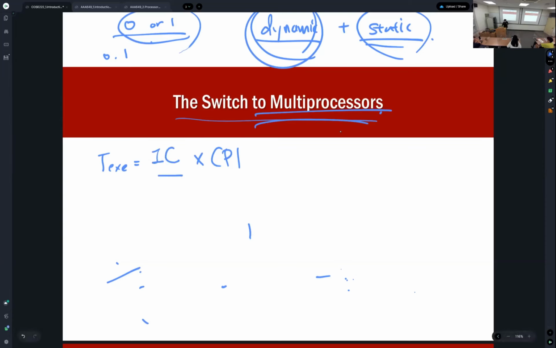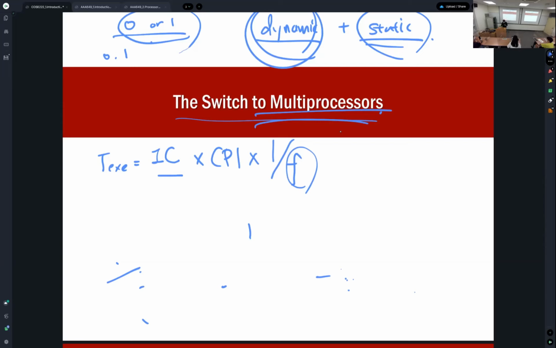And then the clock cycle time. Good. The clock cycle is 1 over frequency. So the easiest way to improve the performance is to increase the clock frequency, right? Because F is here. And I said that we can easily increase the clock frequency if we use a better semiconductor technology.